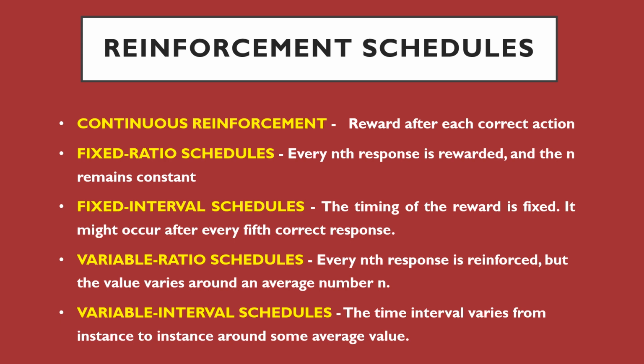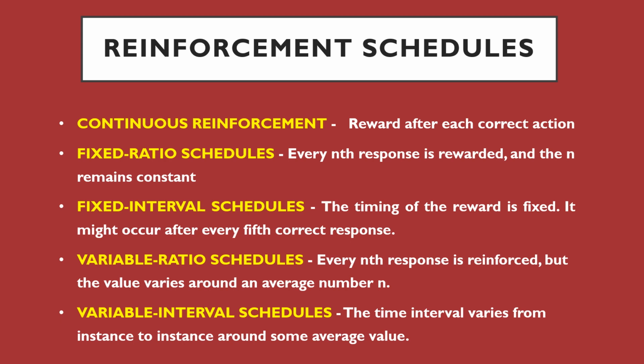Then variable ratio schedules. Every nth response is reinforced, but the value varies around an average number n. For example, gambling. It is the most classic example of this type of reinforcement. Maybe you win the jackpot after one turn at the slot machine, or 50 or 500 or 5,000 turns. After you win the jackpot, that number will change.